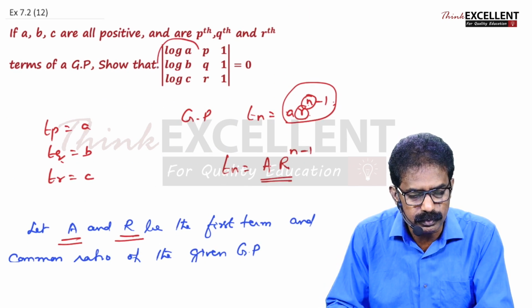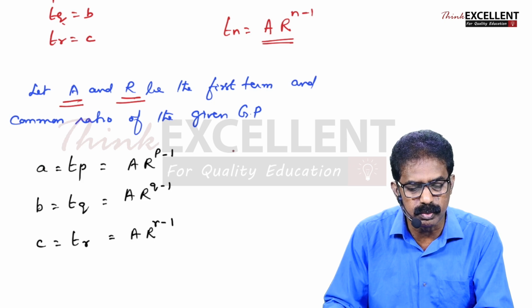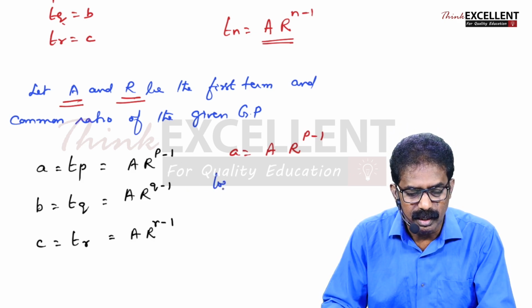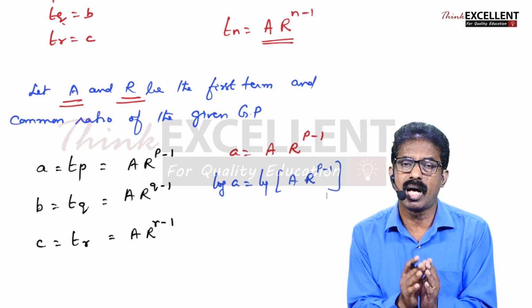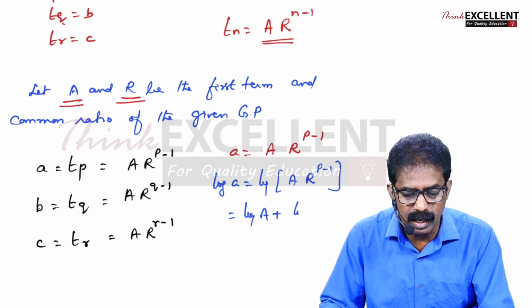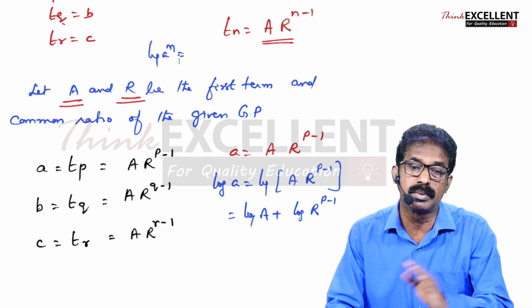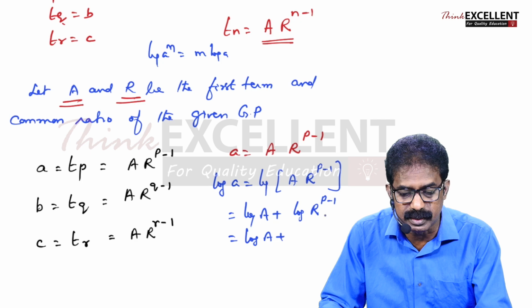Now please listen to what we need. We want log a, log b, log c. We know a equals AR raised to p minus 1. I want log a, so I'll explain some log properties you need. Log a equals log of AR raised to p minus 1. Log of a product AB is log A plus log B, so you can split it: log A plus log R raised to p minus 1. Log a raised to m can be written using the power rule, m log a. So using the power rule, the first is log A plus p minus 1 comes in front, p minus 1 log R.